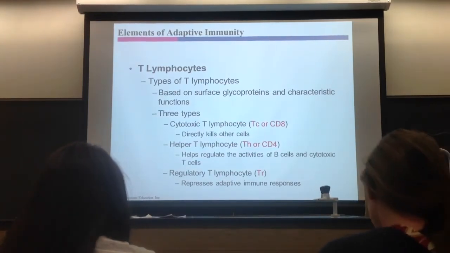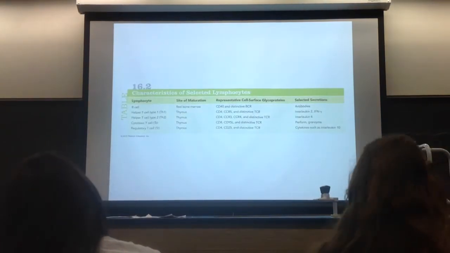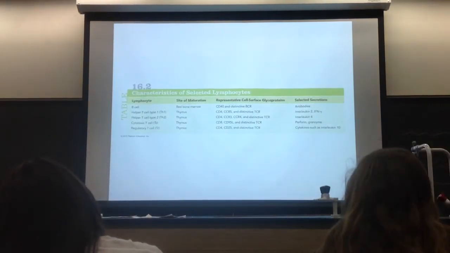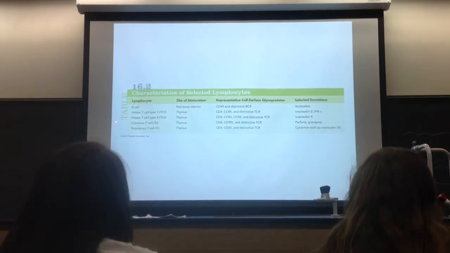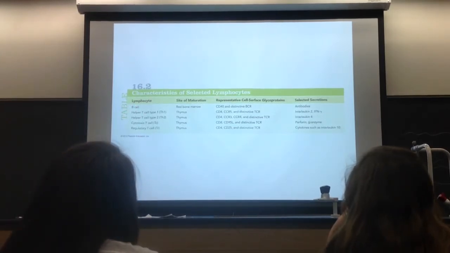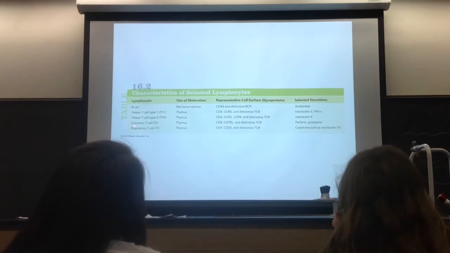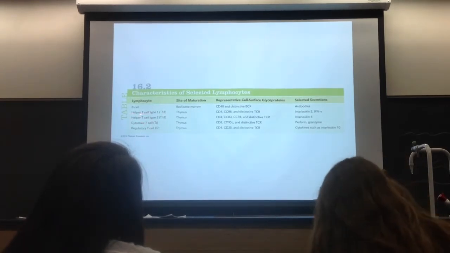Make sense? Okey-doke. Now in this table here, you don't have to spend too much time on it. You see I talked about the B cells, right? Great. And we talked about the two types of helper T cells, right? Type 1, type 2, cytotoxic T cells, great, and regulatory. Let's get into what these guys do and how they tell the other guys what to do, right?